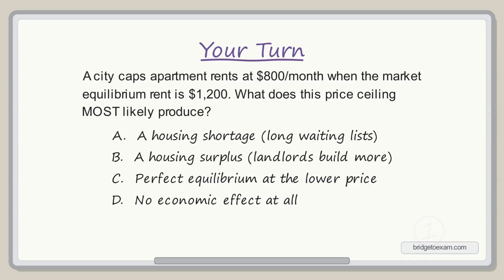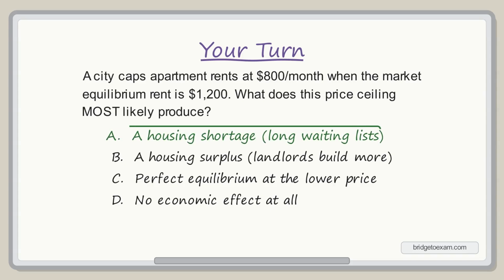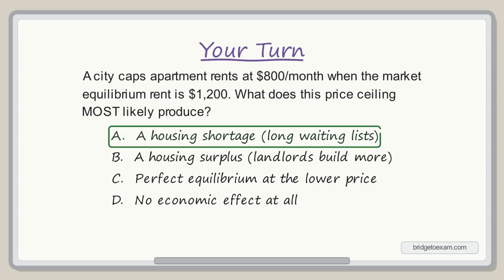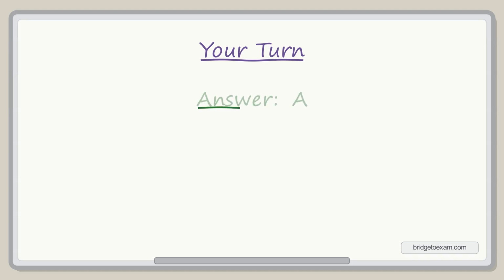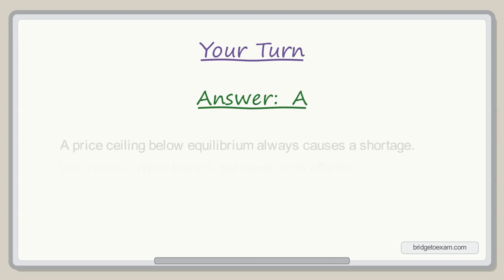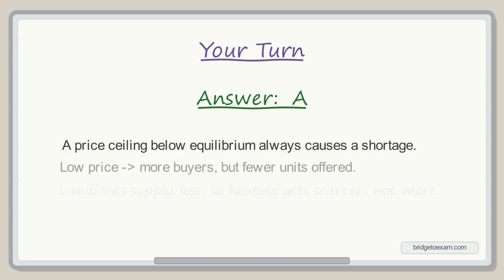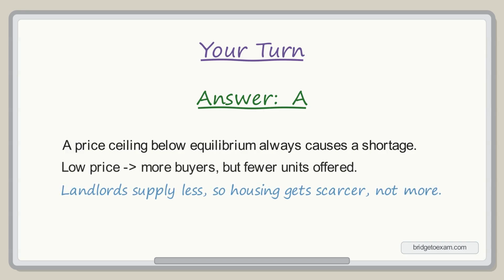The answer is A, a housing shortage. At $800, more people want apartments than landlords are willing to rent out, so demand outstrips supply. A price ceiling set below equilibrium always creates a shortage by definition. The low price attracts more renters but discourages landlords, so the supply of housing actually shrinks.